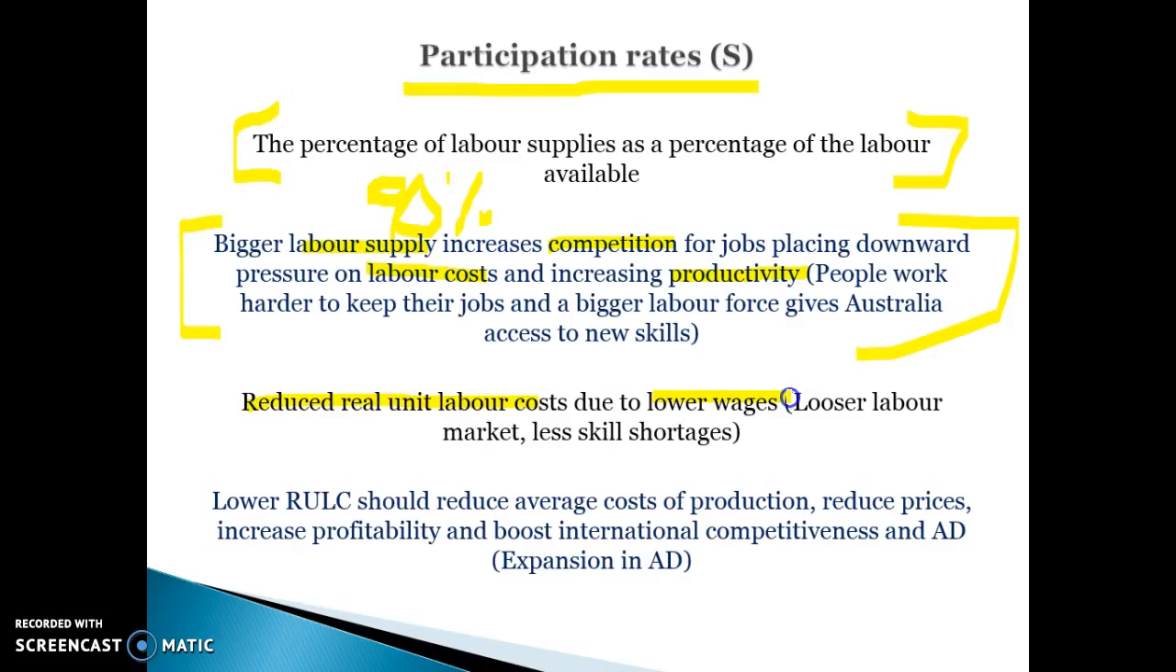And because of the lower wages and the higher productivity, it's got like a double positive. So looser labour markets, there's less skill shortages, lower wages, higher productivity. So the unit labour costs go down, productivity goes up, and real unit labour costs fall. Lower real unit labour costs should help to lower costs of production and reduce prices.